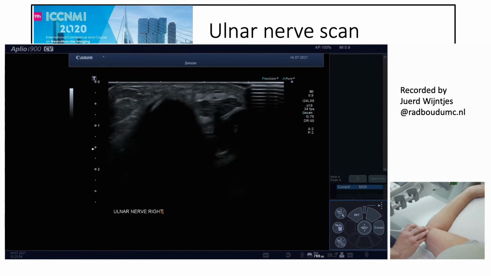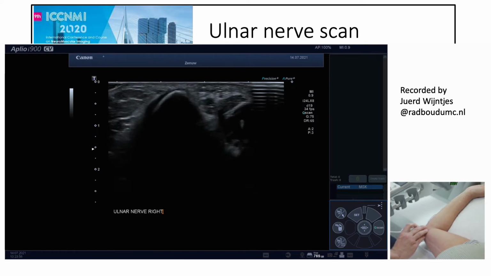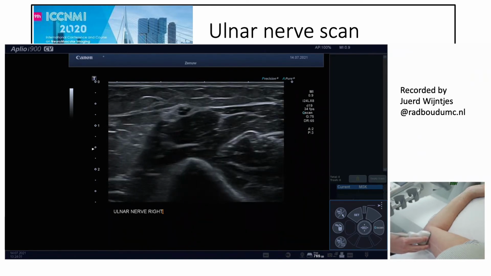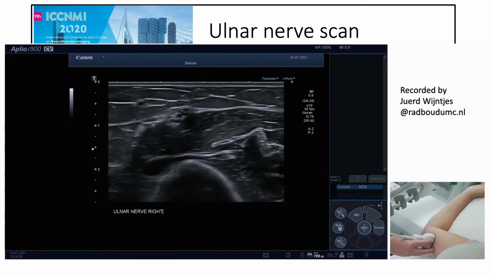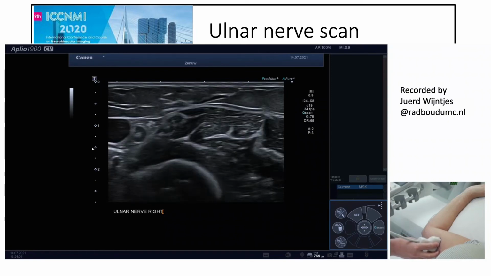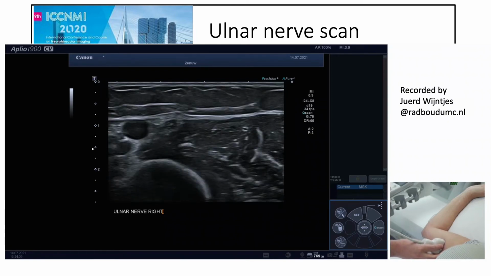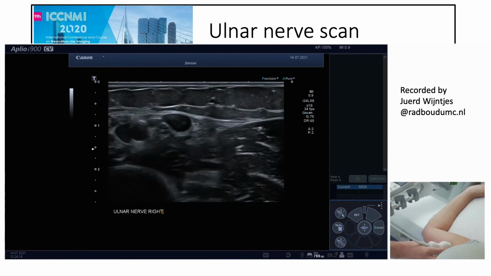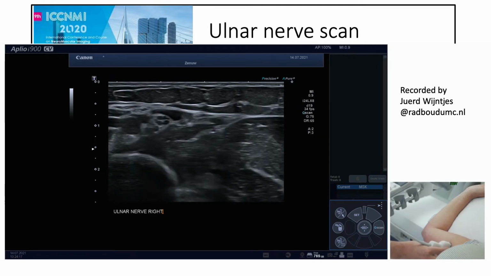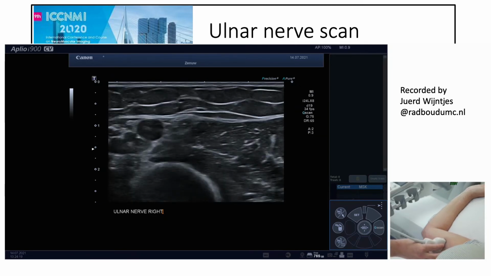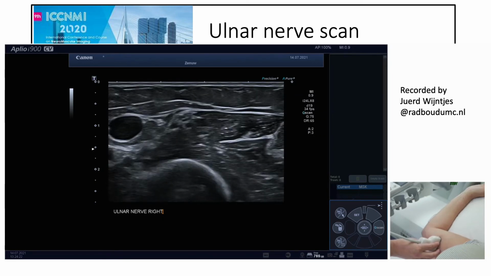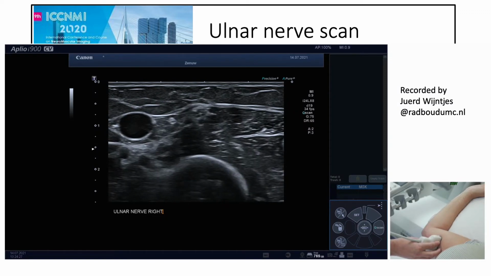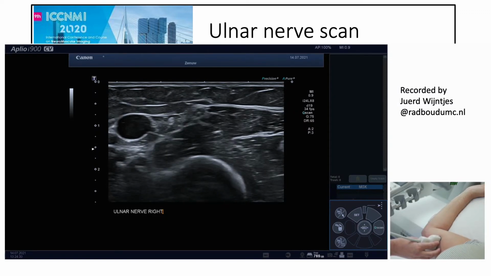So here we see the ulnar nerve. The medial epicondyle is here, and this is the ulnar nerve. And now we move proximally. You see here on the right, and the ulnar nerve is here in the middle. As we move proximally, it comes near the veins and the artery, the brachial artery. And then we go down again. You see the ulnar nerve in the middle. And we go down again, and then we stop here.